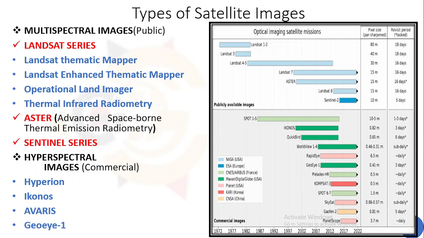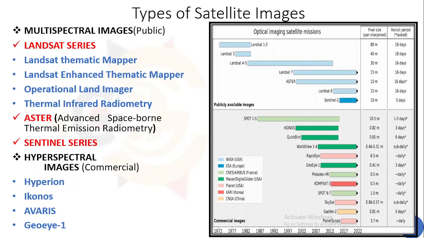For the Landsat series, that is a multispectral image, we have the Landsat Thematic Mapper, we have the Landsat Enhanced Thematic Mapper, we have the Operational Land Imager, and the Thermal Infrared Radiometry, that's the TIR. Then we also have the ASTER. The ASTER is also a multispectral imaging platform. The full definition for ASTER is Advanced Spaceborne Thermal Emission and Reflection Radiometer. Then you have the Sentinel series, sponsored by the European Union.